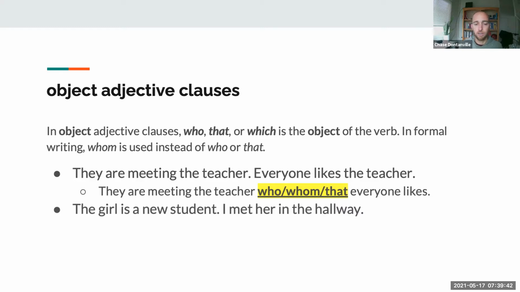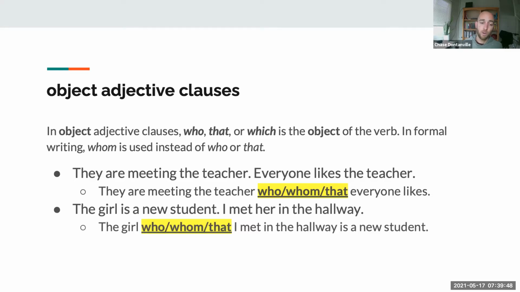The girl is a new student. I met her in the hallway. The girl, who or whom or that I met in the hallway is a new student. Okay, so again, the girl is the object because it's the girl that I met. So the girl's not the subject. So who, whom, that is an object.